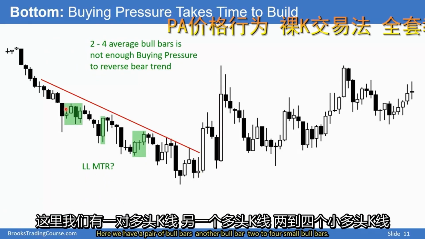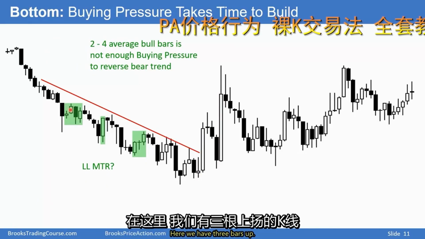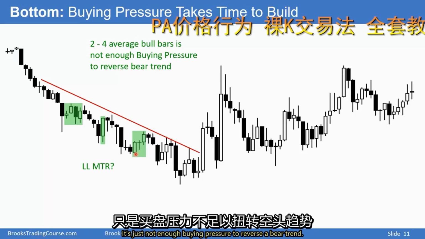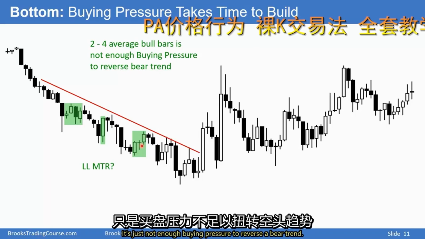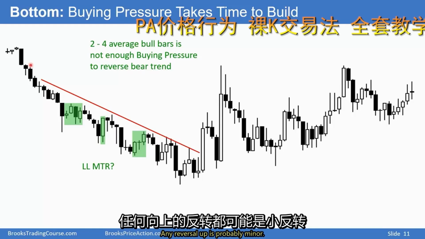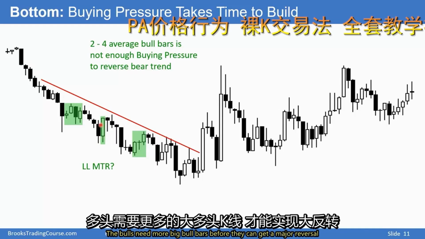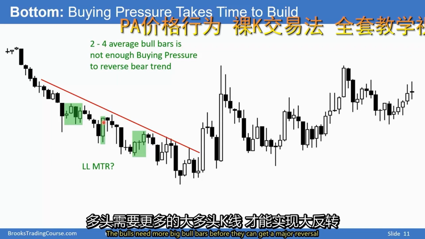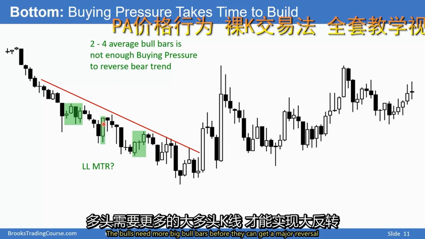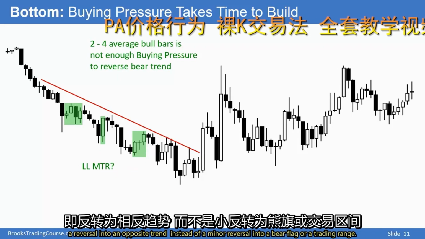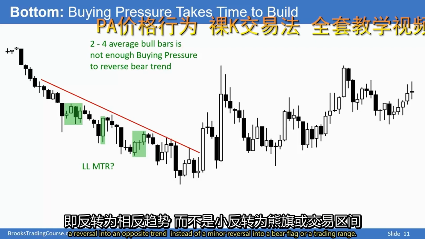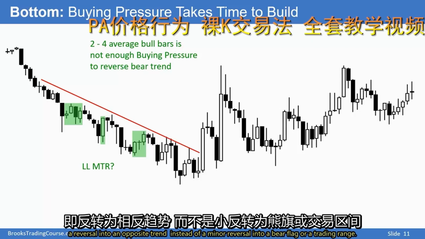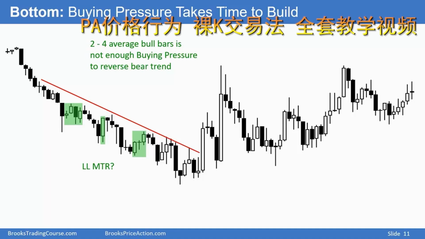Here we have a pair of bull bars, another bull bar, 2 to 4 small bull bars. Here we had 3 bars up. It's just not enough buying pressure to reverse a bear trend. Any reversal up is probably minor. The bulls need more big bull bars before they can get a major reversal, a reversal into an opposite trend, instead of a minor reversal into a bear flag or a trading range.